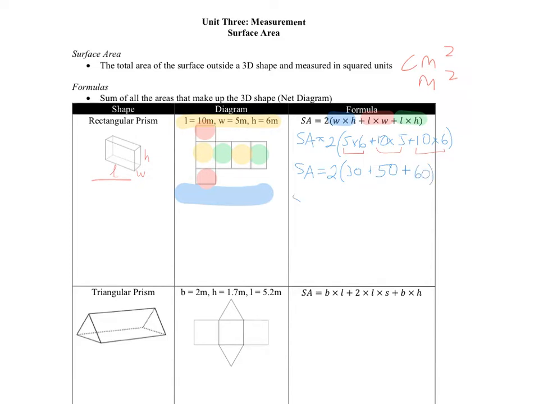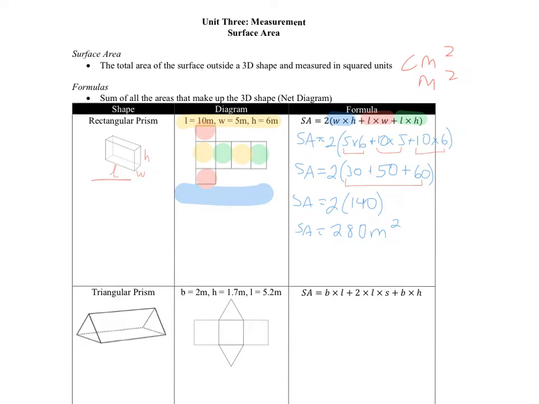Okay, so in the brackets now, you will see some addition. So we have to do that addition before we do anything else. So we have 30 plus 50, which is 80. 80 plus 60, which is 140. When we have the 2 beside a bracket, as many of you recall, that means multiplication. So 2 times 140 gives me 280. And that's our final answer, 280. And we're talking about meters squared here. Good, so that's our rectangular prism.